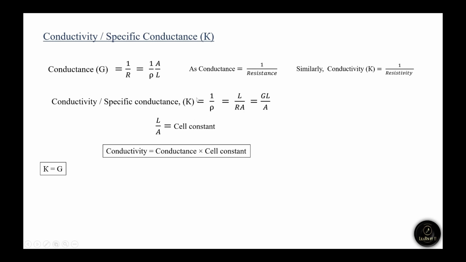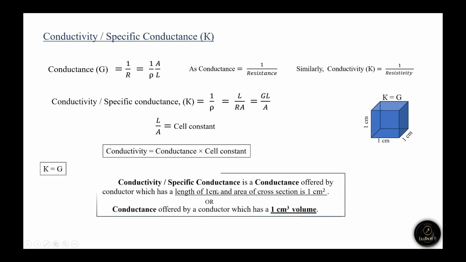So it means that kappa is equal to G when the conductor has a length of 1 centimeter and surface area 1 centimeter square, or the conductance offered by a conductor which has 1 centimeter cube volume, as we have seen in specific resistance. As we know, the unit of conductance is Siemens, that's why the unit of conductivity is Siemens per centimeter.